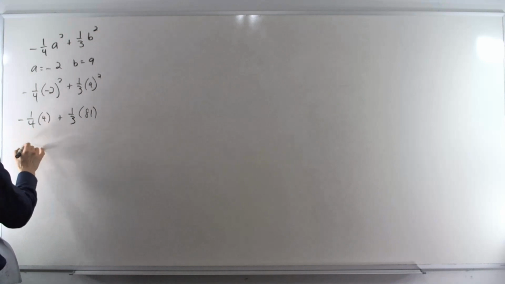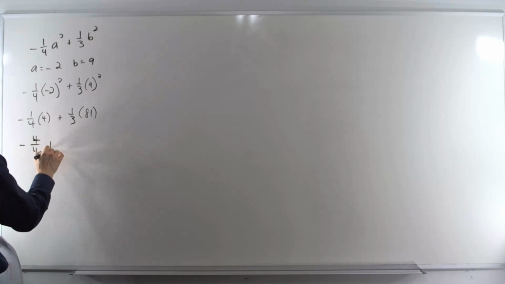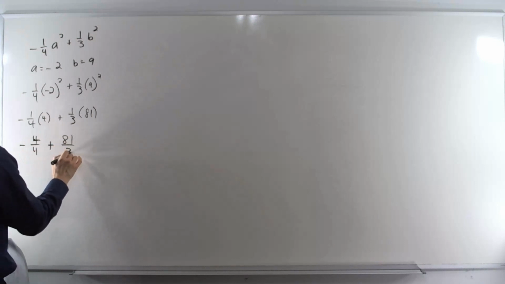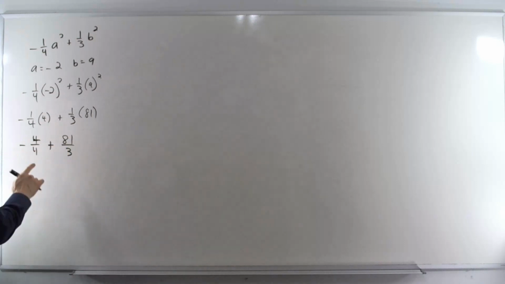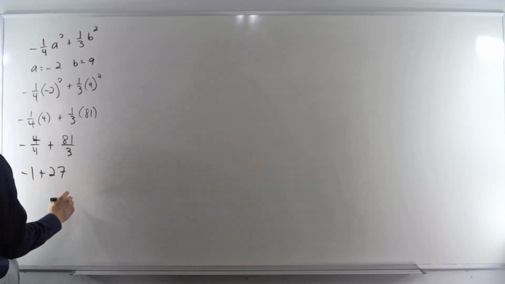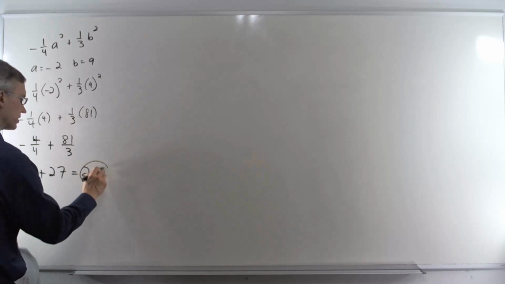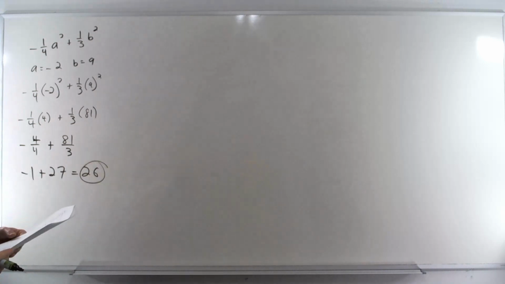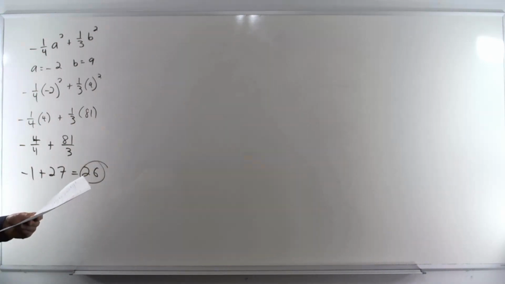Negative 1/4 times 4, that gives us negative 4 over 4 plus 81 over 3. It's negative 1 plus 27. So 26 is our final answer there. Next expression.